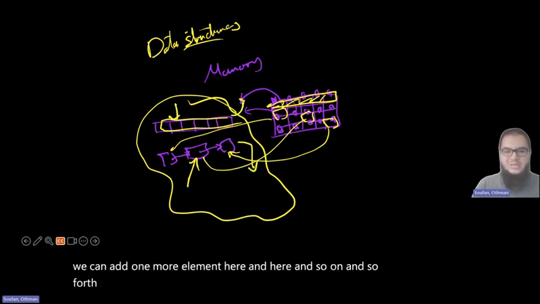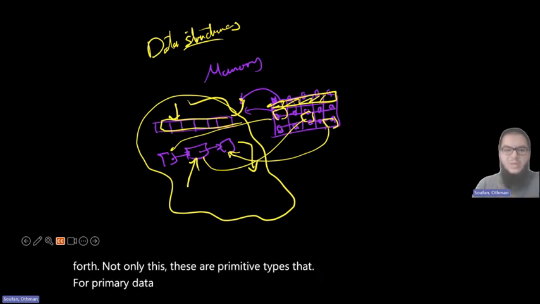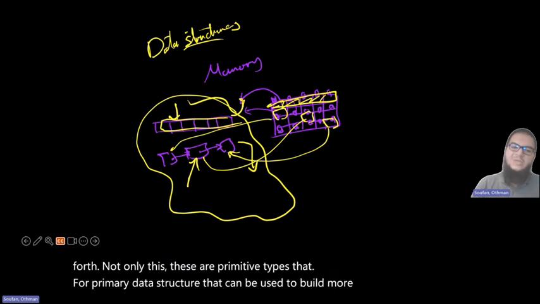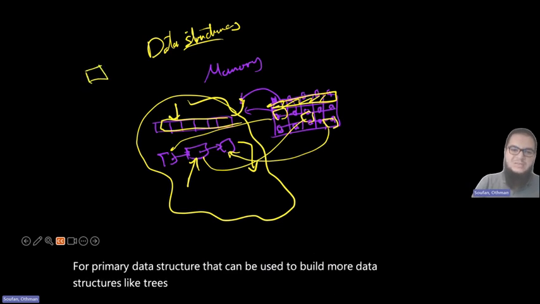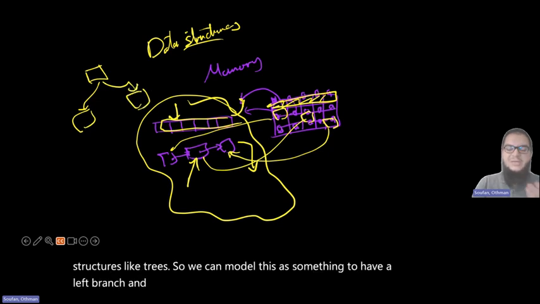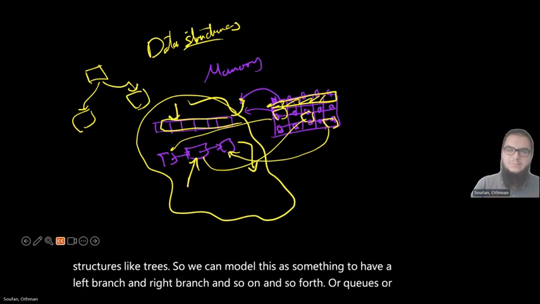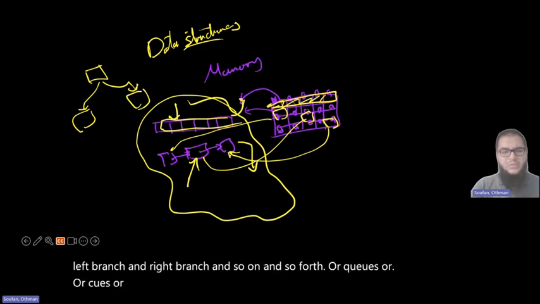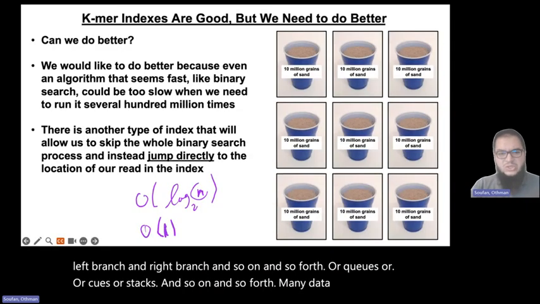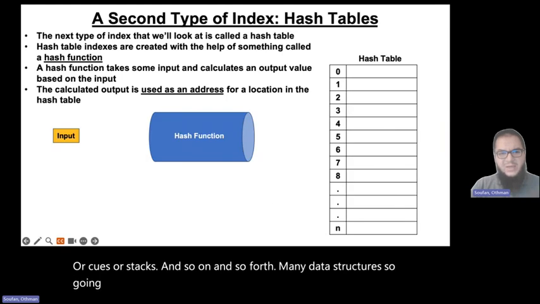Not only this, these are primitive data structures that can be used to build more data structures, like trees. We can model this as something with a left branch and a right branch, and so on, or queues, or stacks, and so on. Many data structures. So going back here, let's dive in.